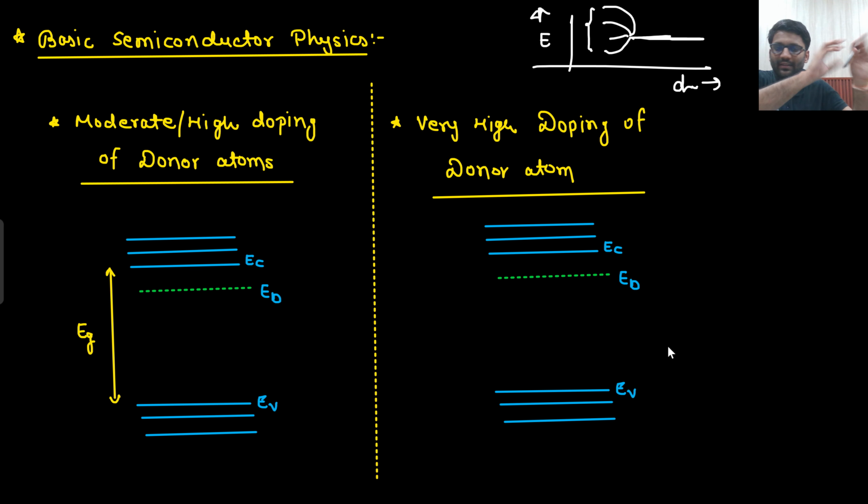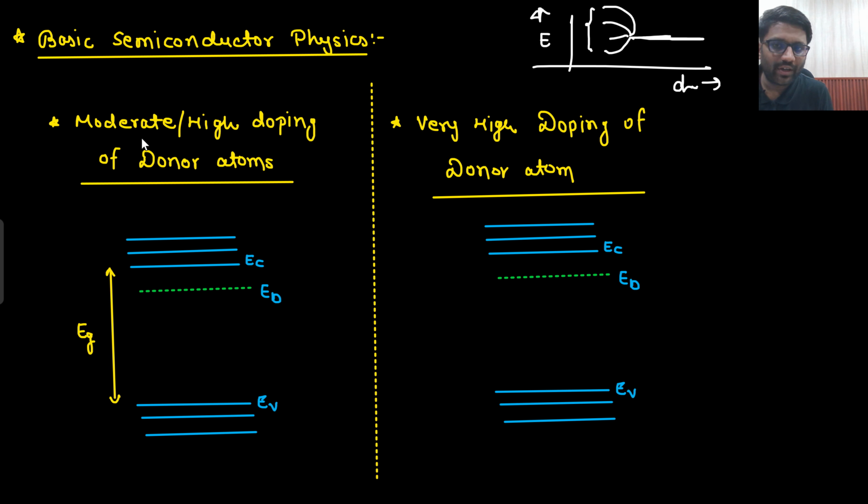When they were far away, there was no interaction, which means they had only one energy level. But as they started interacting with each other, they split into energy bands. So previously an energy level, just as they started interacting with each other, split into energy bands. This was happening when silicon atoms came near to each other.